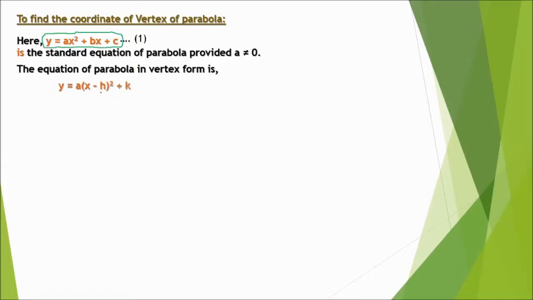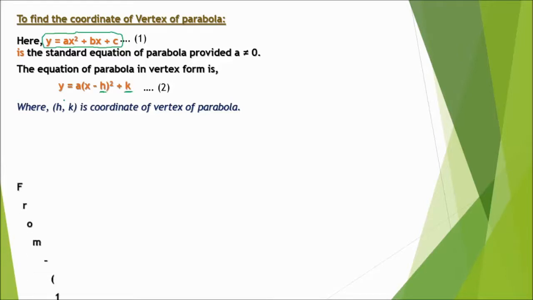You can see that h and k are the coordinates of the vertex. We have to find the values of h and k, where (h, k) is the vertex of the parabola. This is the turning point. Now from equation 1, we are going to reduce this equation. Our concept is to reduce the first equation to the second equation.